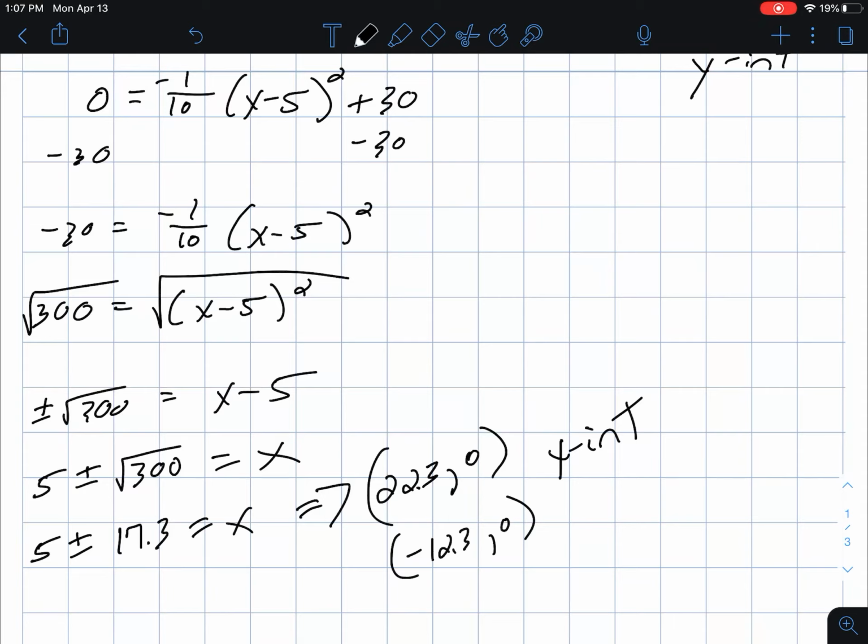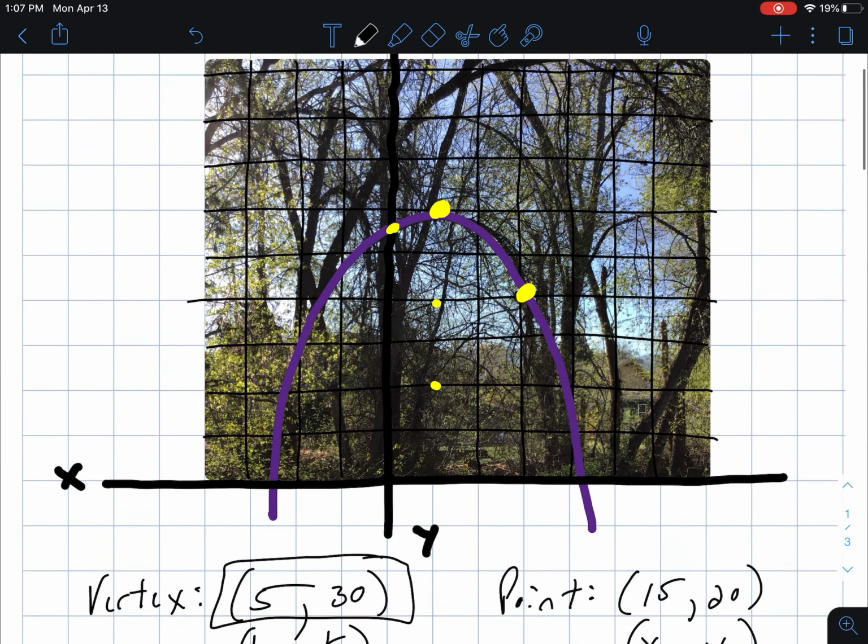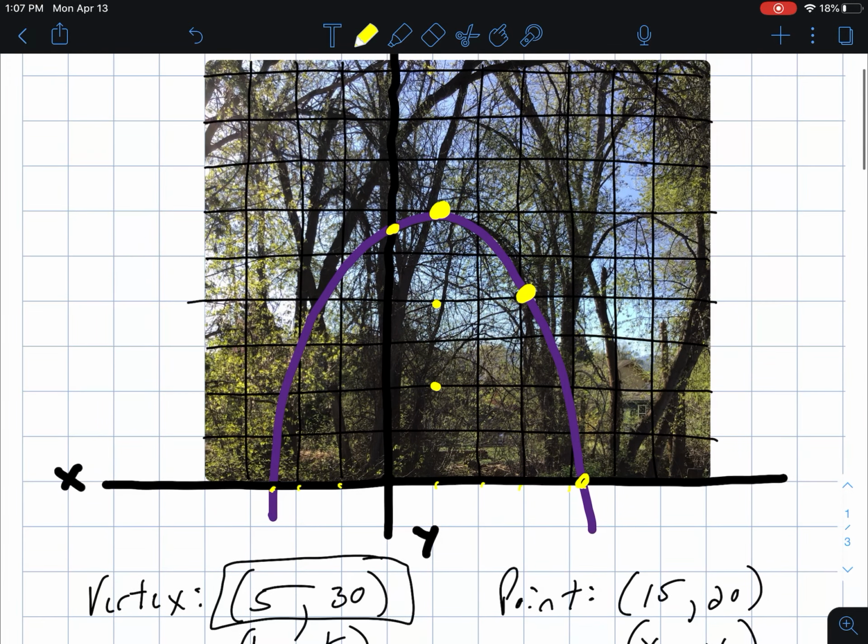Now we've gotten quite a bit of information here already, but let's take a look. Does that match up with our graph? So 22.3 and negative 12.3. Well, if I go back, let's get our yellow pen back here. This is one of our x-intercepts, and that's what, 5, 10, 15, 22. That seems pretty fair. And then on the left side, negative 5, negative 10, could be negative 12.3. So you can really see where this starts to match up in terms of what the reality of that graph is.